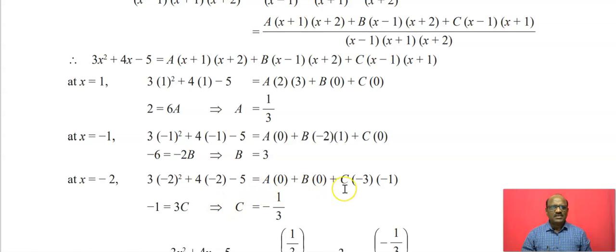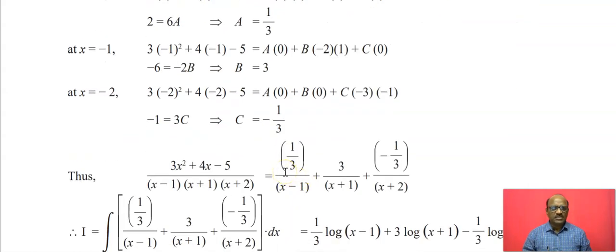That is C in bracket, x = −2, that is (−2 − 1), and here is (−2 + 1), that is −1. −3 into −1 will become 3. And simplify this: (−2) squared means what? 4. 4 into 3 is 12. 12 − 8 − 5. −8 and −5 is −13. And 12 − 13 is −1. −1 = 3C. Therefore, C = −1 upon 3.